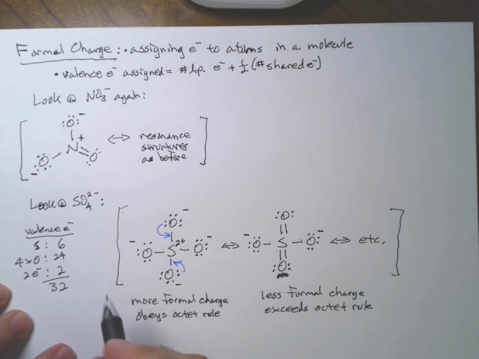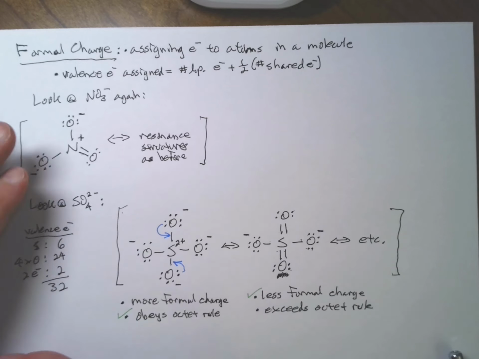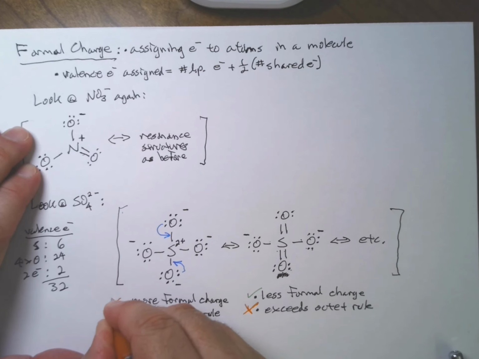And this is something that you have to sort of weigh. Okay, obeying the octet rule is good. I'll give that a green check. Less formal charge is good. I'll give that a green check. And then not obeying the octet rule. I can't seem to find my red pen. So we'll do it in orange instead of red. Not obeying the octet rule is not good. So maybe we'll put an X there. But more formal charge is also not good.